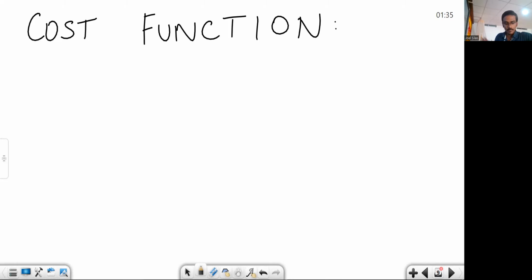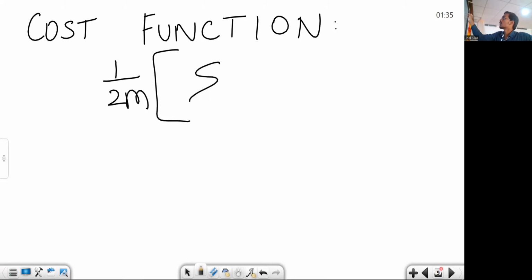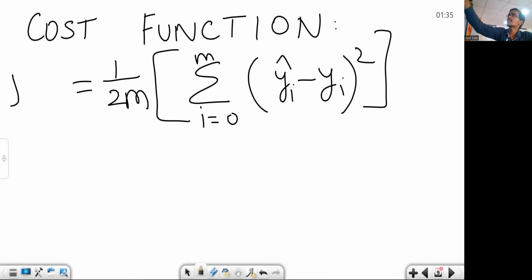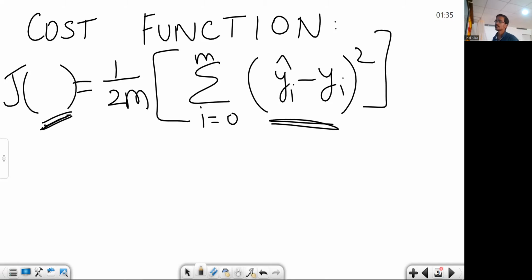The cost function is given by 1 upon 2m into the summation of i running from 0 to m of (y hat minus y i) squared. And this can be represented as a function of something. Now, how will we understand what it is a function of? We'll discuss. Now, what is y hat minus y i?